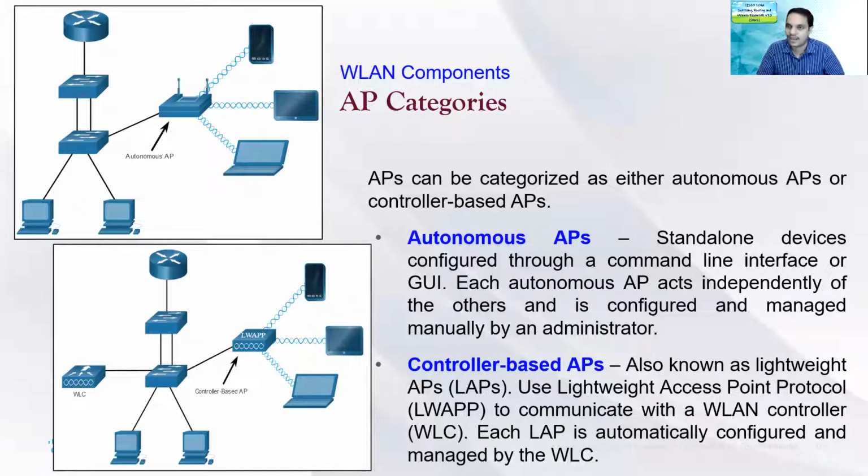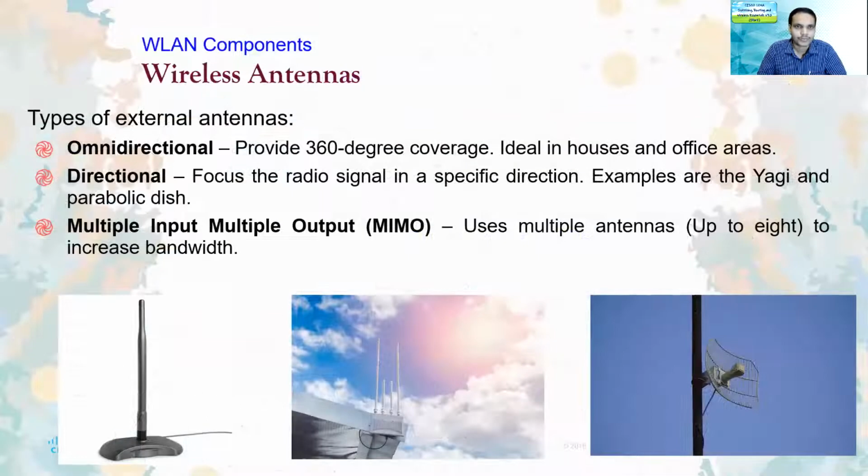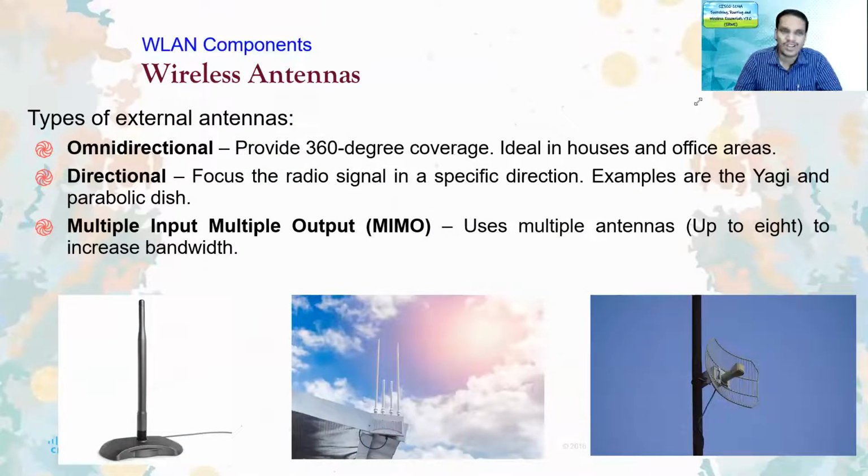You need to configure them manually only. So let us talk about antennas also, because antennas play a crucial role. Usually there are three types of external antennas. The first one is omnidirectional. It provides a 360-degree coverage. If you want to implement a wireless network in your home or in your office, you can just go there, get this omnidirectional antenna, which you see in most of the routers.